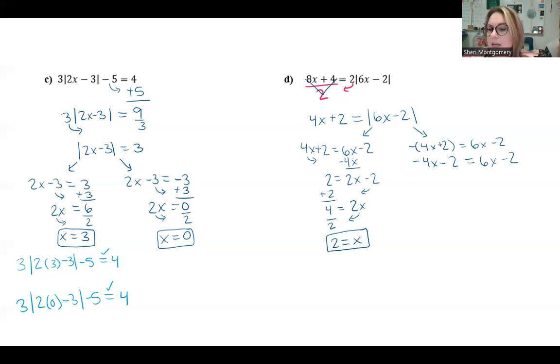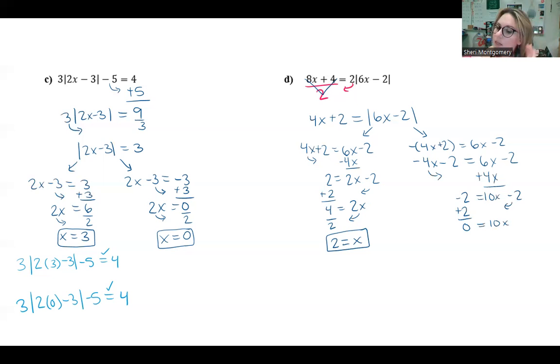On the other side, I have a negative 4 and a positive 6, so 6 is still bigger. So I'm going to bring the 4 over. This time I'm adding 4. So I get 10x minus 2. I still want to get the x by itself, so I need to add 2. I get 0, that's okay.